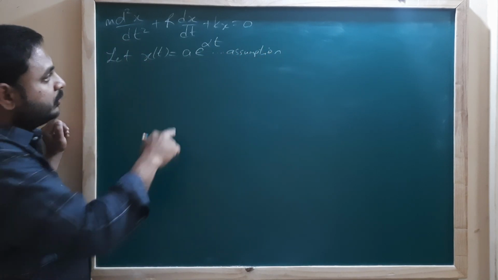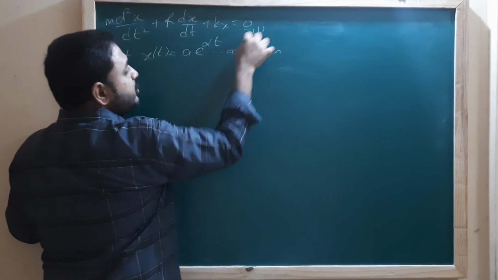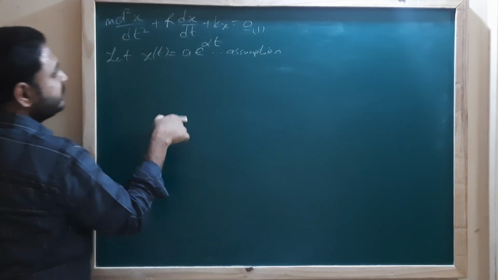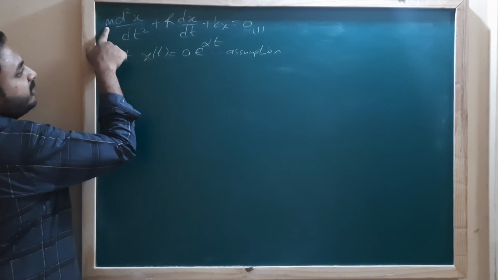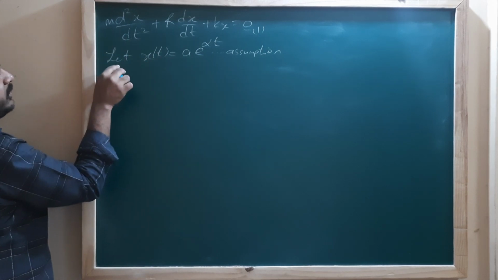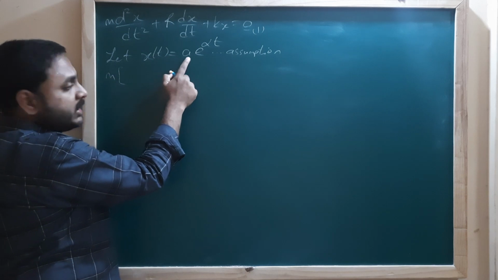If this is true, then this should satisfy this equation. So let us substitute this in the first equation. Okay, what do we have? The first equation is m into d2x by dt squared. Take the double derivative of this.